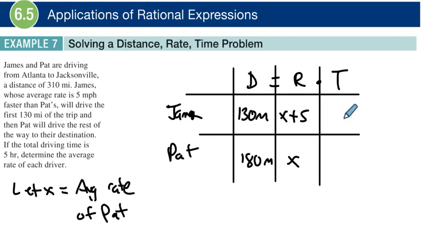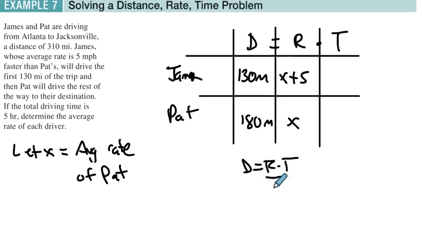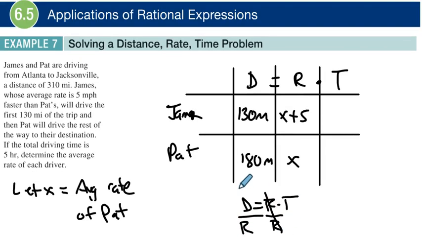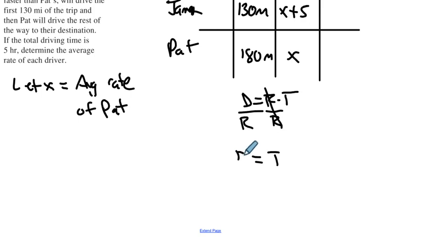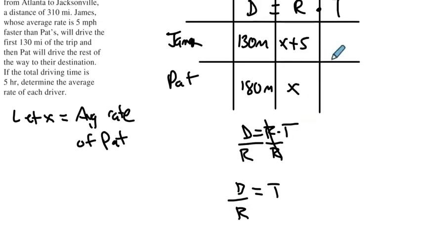Okay. Now we know that the total time is 5, but we don't know if this is 2.5 or 3, and then this is what the other is. So what we do is we do the same thing like we did in example number 6, and that is you say distance equals rate multiplied by time, which is the same thing as saying if I divide both sides by the rate, I get time is equal to distance over rate. And that's what I want to use up here.